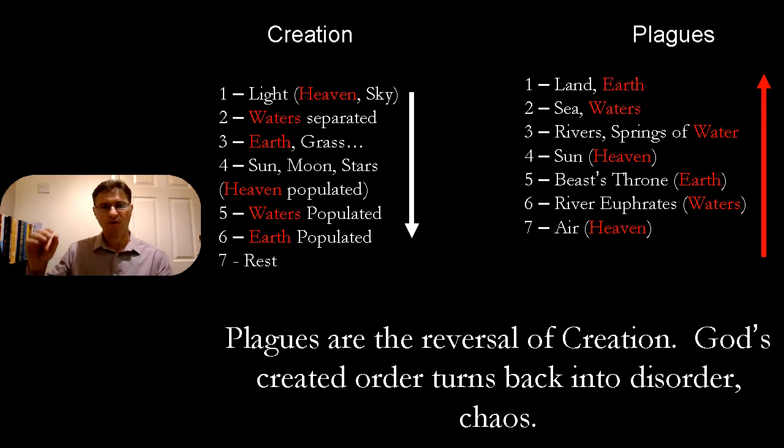The six days of creation. First, the light is mentioned, which is in heavens. Then the waters are mentioned. Third day, earth is mentioned. The fourth day, sun, moon, and stars, which are the heavens. Waters are populated with fish. Earth is filled with beasts and humans. So heaven, waters, earth, heaven, waters, earth. And the plagues, they start with number six, there, the earth, and then go back to one. So earth, waters, heaven. Earth, waters, heaven.